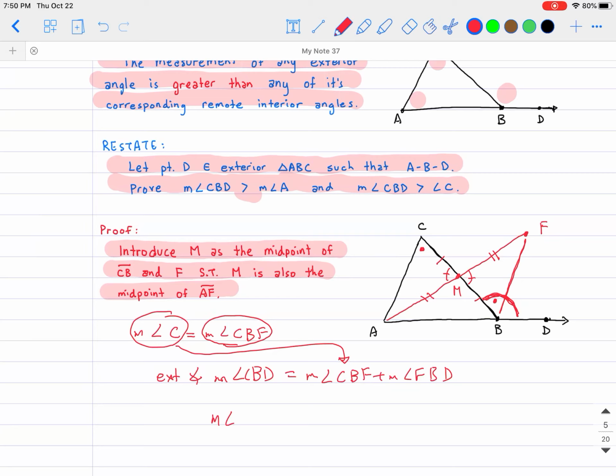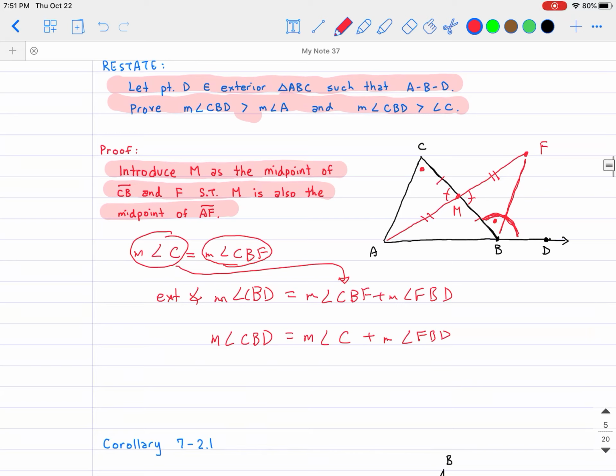Since the measurement of CBF is congruent to the measurement of angle C, according to CPCTC, we can plug that into this right here. So the measurement of CBD is equal to the measurement of angle C plus the measurement of this FBD that's just floating out there. But right there, that's our parts theorem, right?